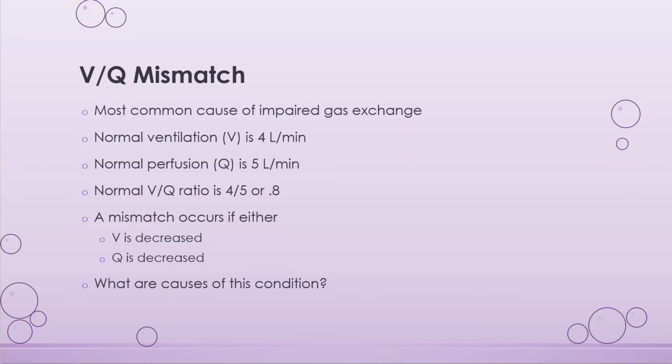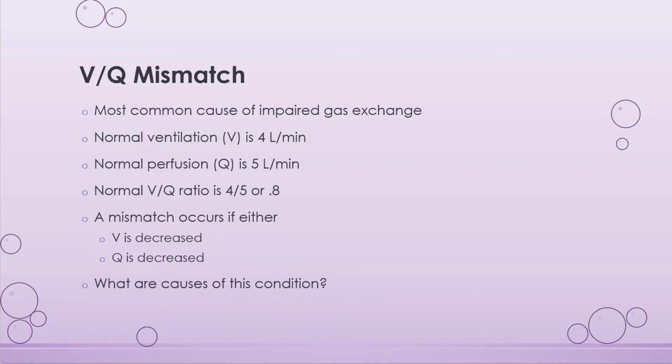A mismatch occurs if either the ventilation is decreased, i.e. you're not taking breaths, maybe you went to Kennedy Plaza and scored some Vikes or something, or Q is decreased, so the perfusion is decreased, either from a direct blockage of perfusion, such as from a blood clot or a PE, or something more sinister like CHF. There's not enough pumping activity, not enough blood circulating, and therefore you don't have good perfusion. You can have great ventilation and still be oxygen deprived because of the perfusion issue.